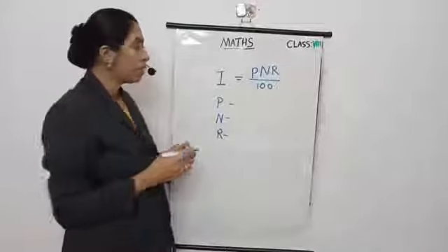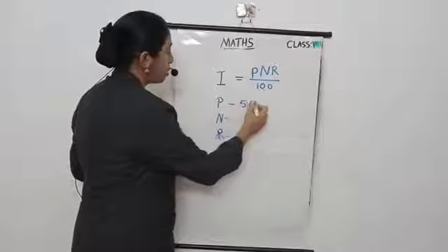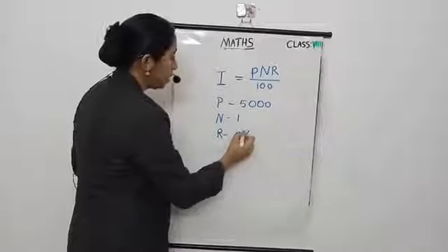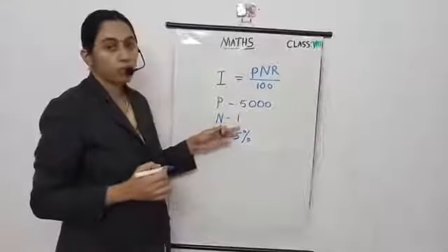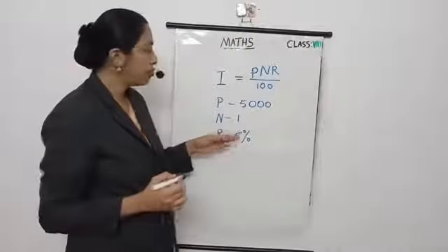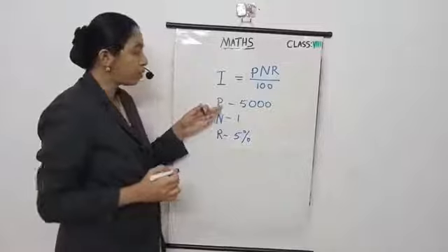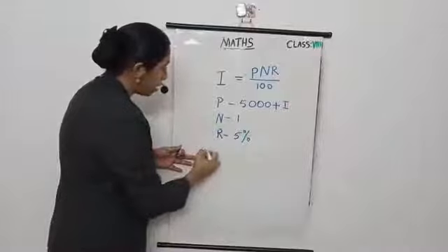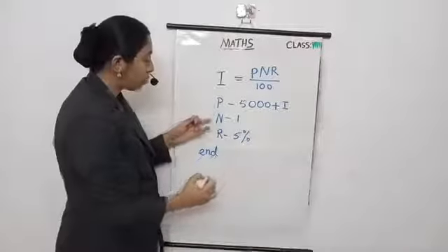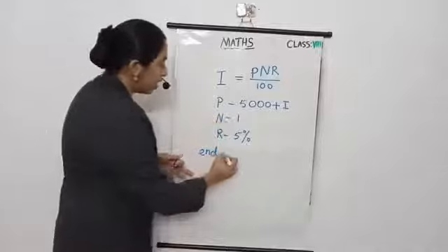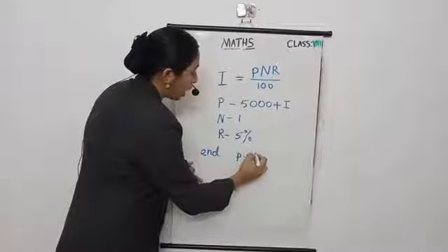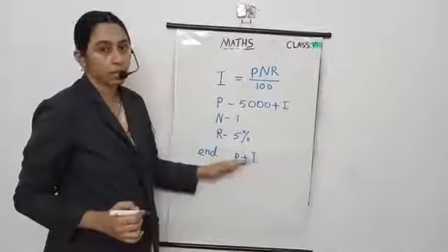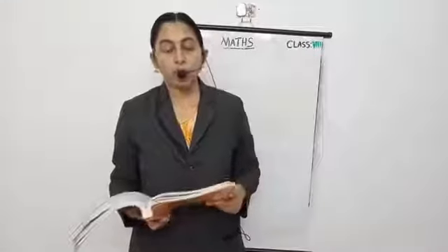So if we deposit an amount of 5,000 for 1 year at the rate of 5%, then after 1 year we get that amount plus its interest. The end amount means the last amount. After 1 year we get the end amount P plus I, that is principal amount plus simple interest. Okay. Now what is compound interest?